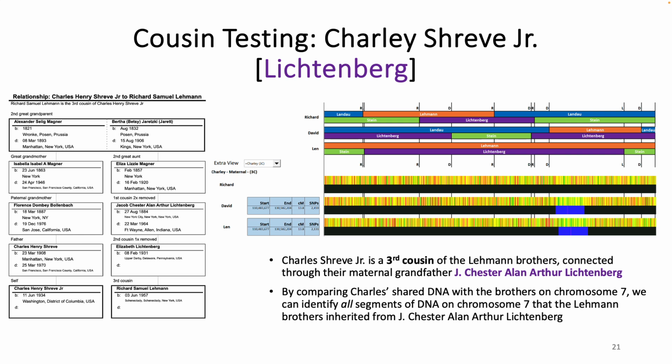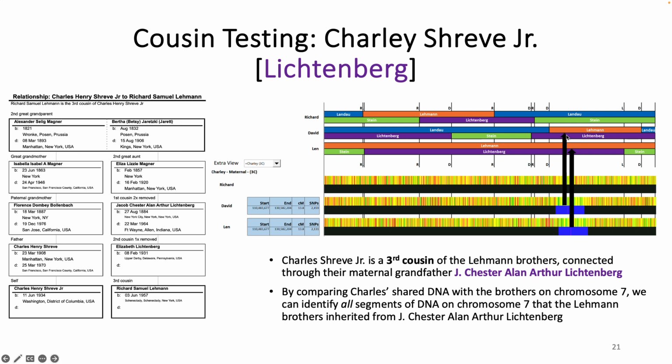Now, I just want to finish with one other example from the maternal side. You need to have at least one paternal cousin and one maternal cousin. This is a maternal cousin named Charles Shreve Jr. He is a third cousin of the Lehmann brothers, and he's connected through their maternal grandfather, J. Chester Allen Arthur Lichtenberg. So here we have the shared DNA between Charles and the brothers, and he only shares DNA on chromosome 7 with two of the brothers, David and Len. It's one segment, decent length, about 14 centimorgans, and it needs to map to the purple, the Lichtenberg ancestor. So here we go.